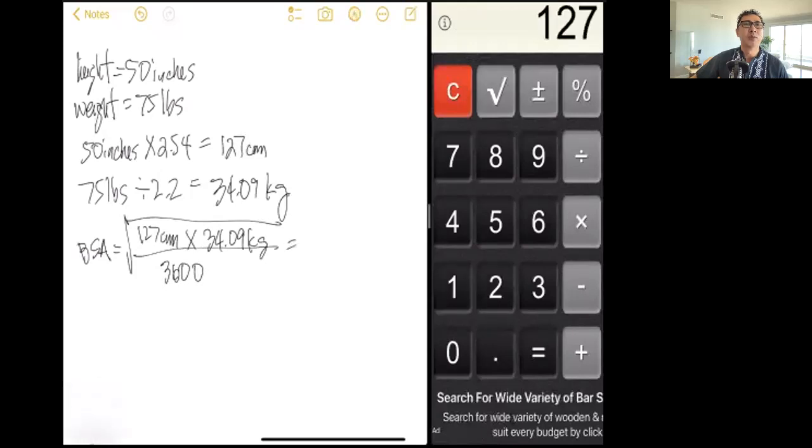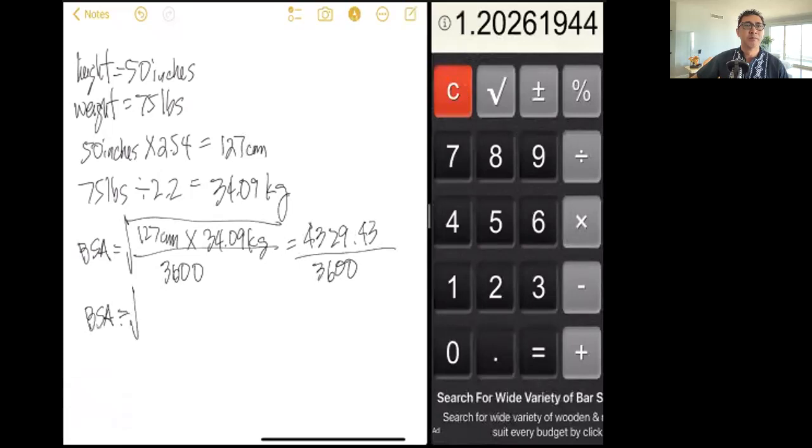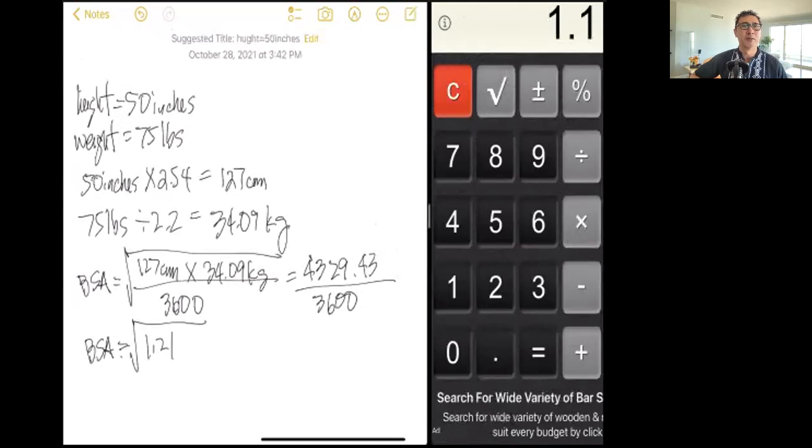Let's do some math. 127 times 34.09 is 4,329.43. Divided by 3,600 gives 1.20. Remember, that's not it. I need the square root of that. Do not skip the square root part. I can already see some of you will skip it. There's my BSA, 1.1.